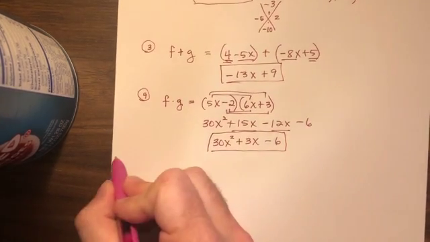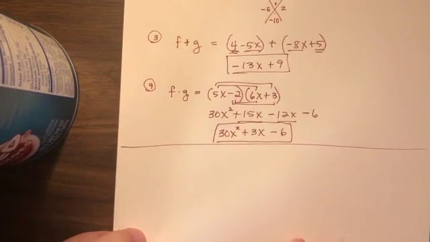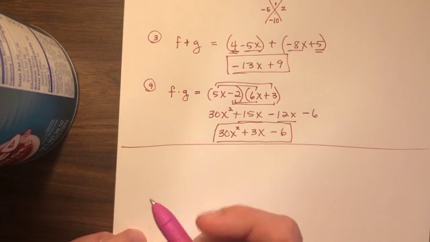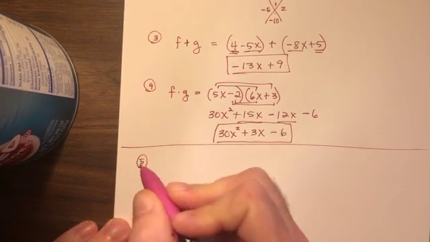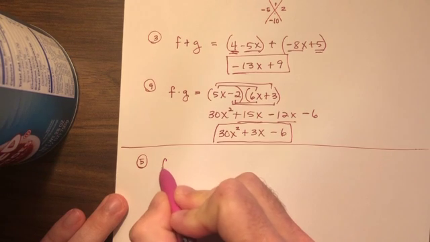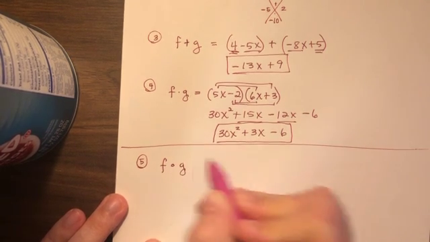Okay, so that's 1 through 4. Add, subtract, multiplying, dividing with functions. 5 through 7 asks you to do composition. Now the composition is also known as the f of g.